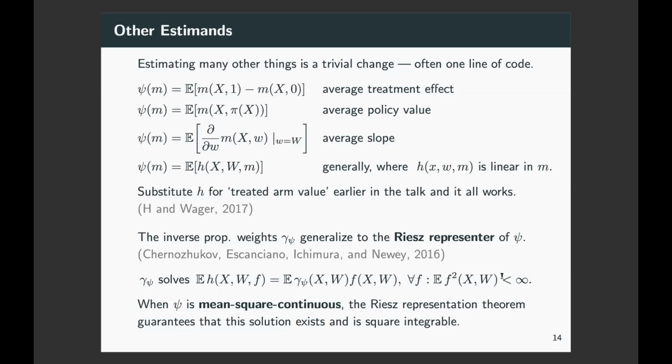And so it's maybe not immediately obvious that this has a solution, but when our estimand is mean square continuous as a function of the regression function m, the Riesz representation theorem guarantees that the solution exists and that it's square integrable. So essentially, the kind of overlap we need is really just saying that the estimand that we're interested in varies continuously with the regression function.